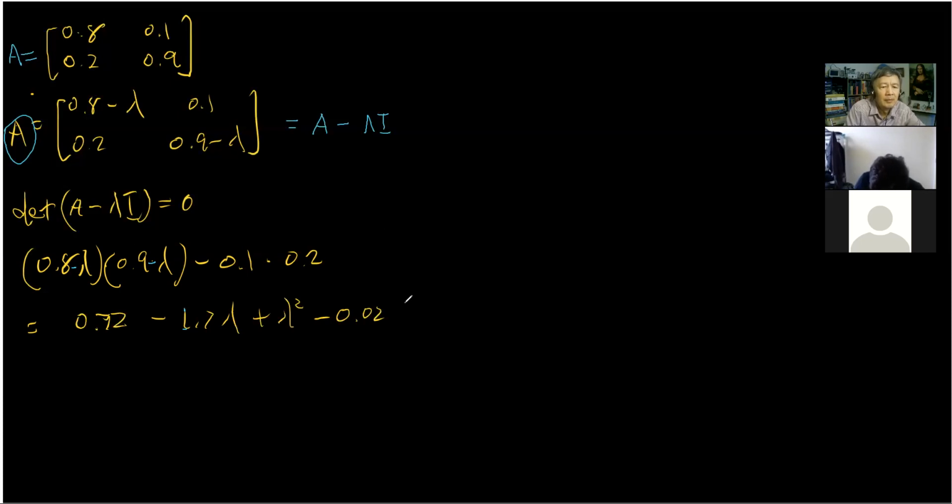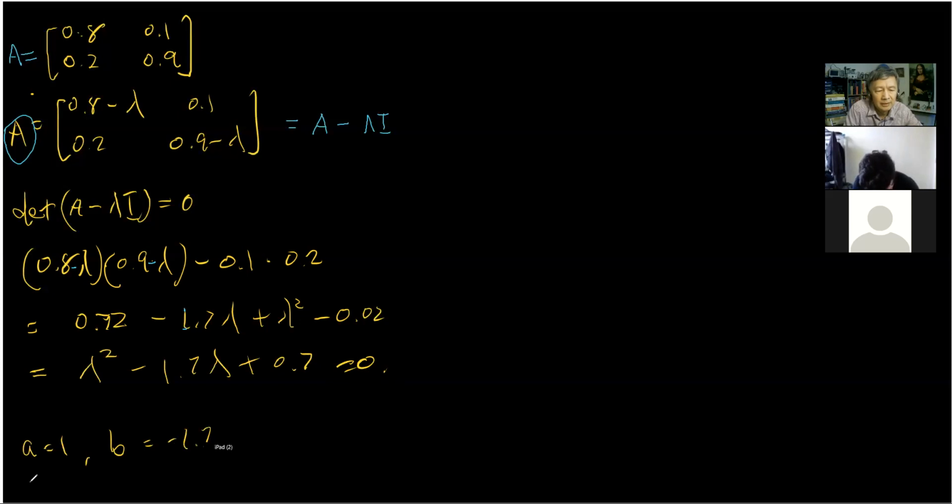Then our full equation is going to be lambda squared minus 1.7 lambda plus 0.7, and that must equal 0. It's quadratic, right? Yes, equals 0. So our A is 1, B equals 1.7, and C is 0.7. Just the coefficients.